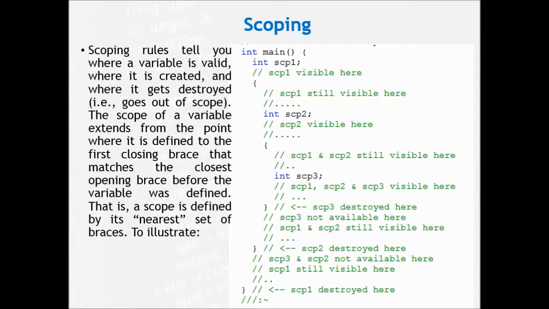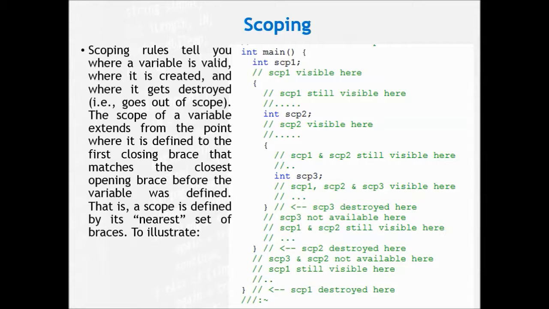After closing the third curly brace, we close our second curly brace. When we close our second curly brace, now we are not able to use our variables scp3 and scp2, but we are able to use our first variable, which is scp1. When we close our last curly brace, we are not able to use any of these variables.